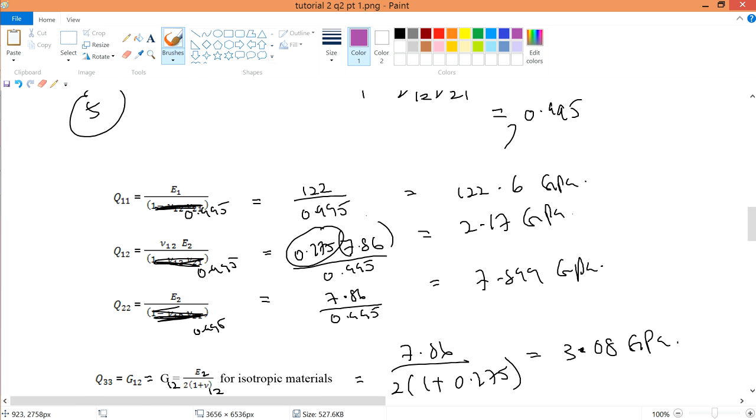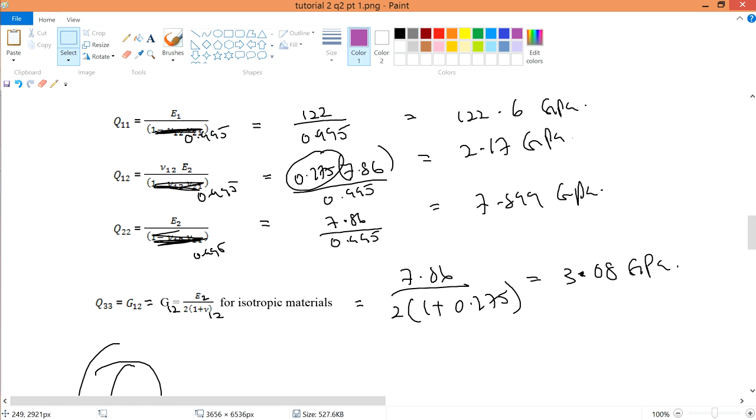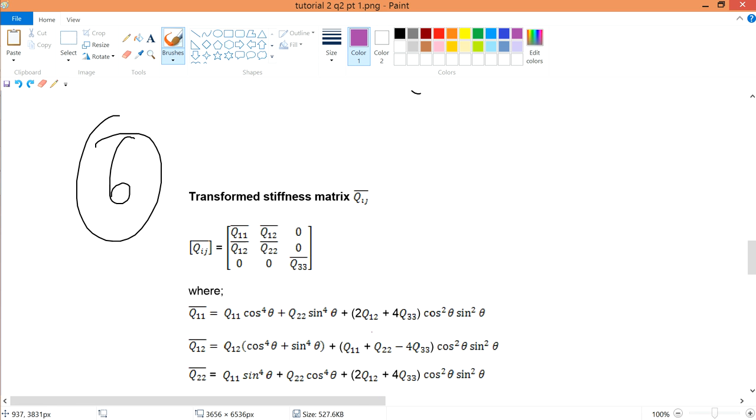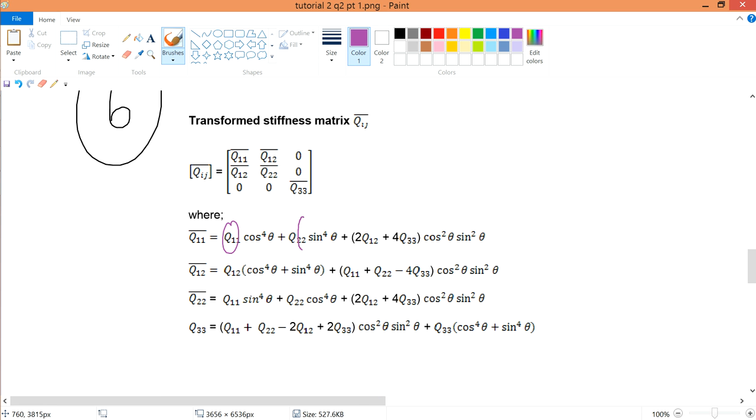The values from your Q11, Q12, Q33, whatever, are being subbed in over here, your Q11, Q22, etc. The angle you know is 45 degrees, you can just sub in. Except for cosine 4, which is cosine theta to the power of 4. So if it's 45 degrees, then you just sub in cosine 45 to the power of 4, and then you just calculate each of them, and then you eventually get your values for Q11 bar, etc. Okay, I'll not go into details on deriving that.